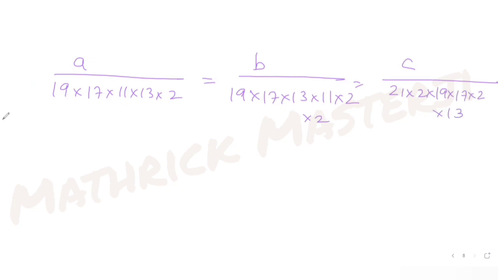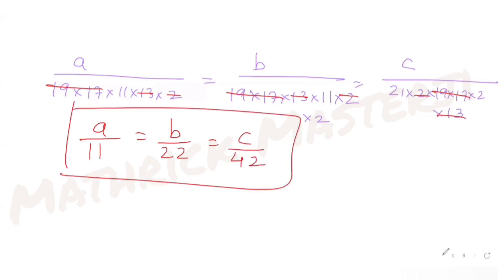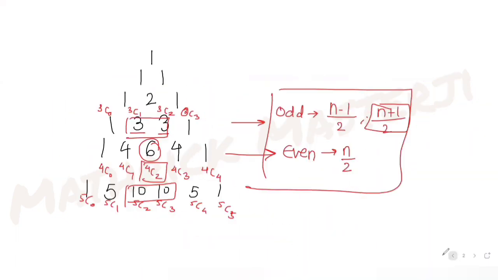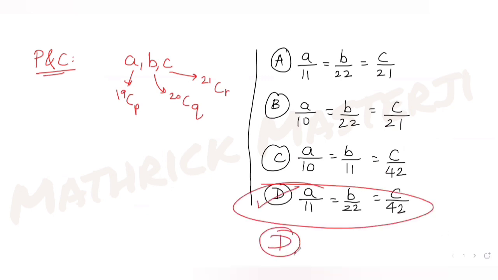Now let's try to cancel all the common terms that we have. We have 19, 17 everywhere. We have 13 also. So let's cancel that. And we have 2 also. So I'm left with A over 11, B over 22, and C over 42. So we get the answer for the question. And if I see 11, 22, and 42 are present in which option? It is option D. So D becomes the correct answer for the question that is given to us here.